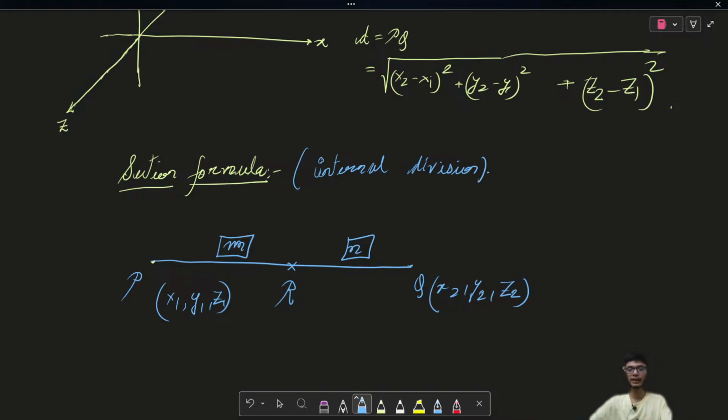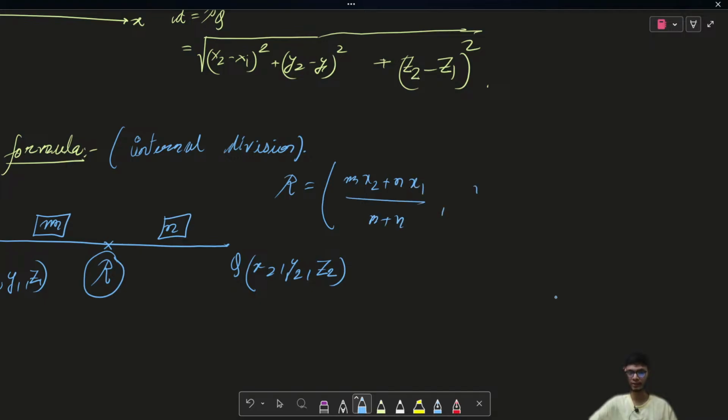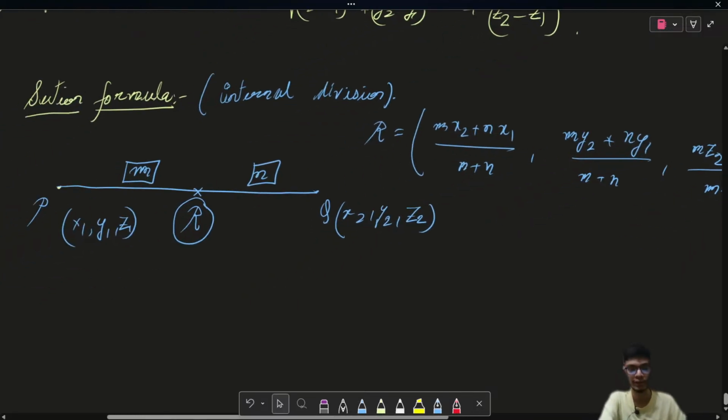So if I need to find out the internal division of this particular coordinate of R, then the formula is very simple that we have already seen. The formula is as follows. So it will be m times of x2 plus n times of x1 divided by m plus n, m times of y2 plus n times of y1 divided by m plus n, and m times of z2 plus n times of z1 divided by m plus n. So this is how we will obtain the coordinates of internal division of any point which is dividing this particular line segment PQ in the ratio m is to n.